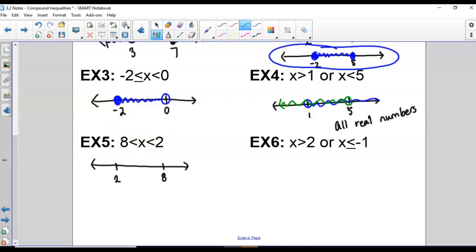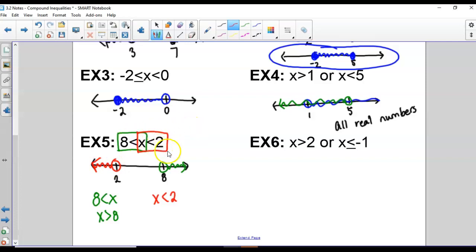and inequality. So we could break it up like this. So that is 8 is less than x, which I also could write as x is greater than 8. So that would be this part. And I would also break it up into x is less than 2. So less than 2, like this.